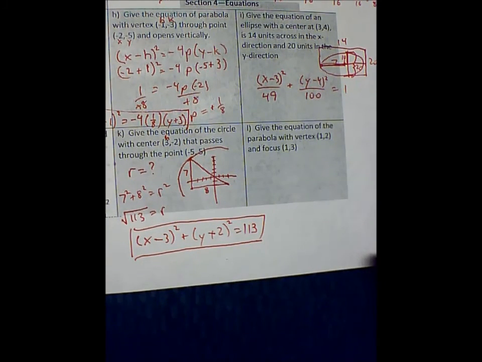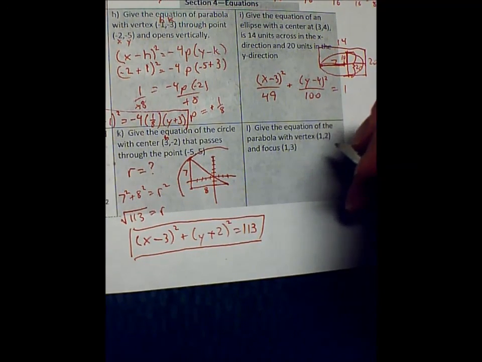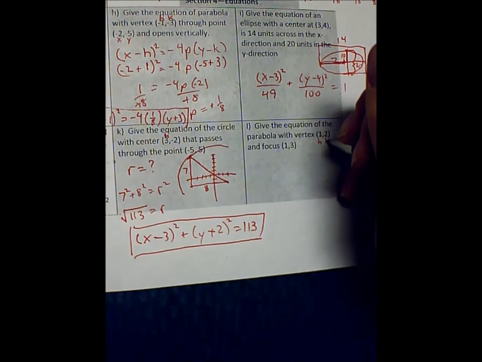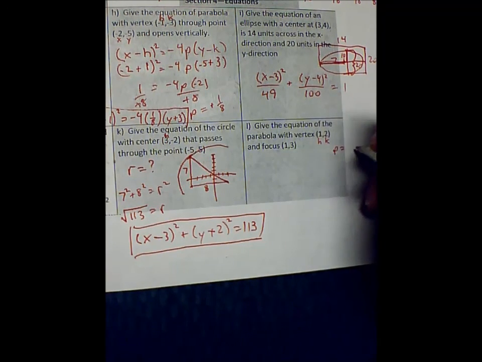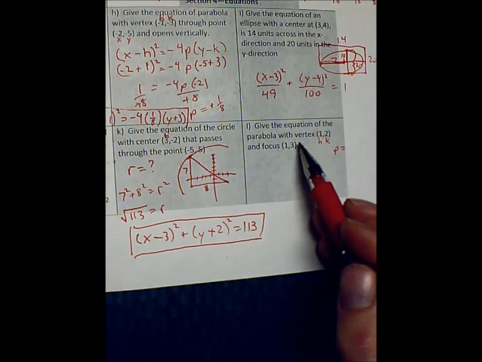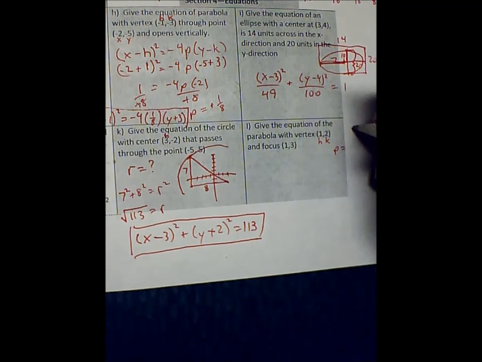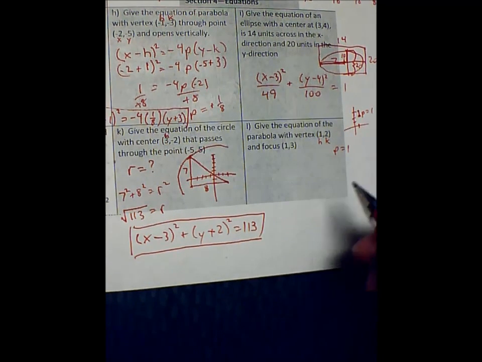And last problem, we want to give the equation of a parabola with that vertex and that focus. So this one's easy. We know h and k. We need to know p. So p is the distance between the vertex and the focus. How far apart are those 2 points? Well, sketch them out. There's 1, 2, and there's 1, 3. How far apart are they? 1. So I know h, I know k, I know p.